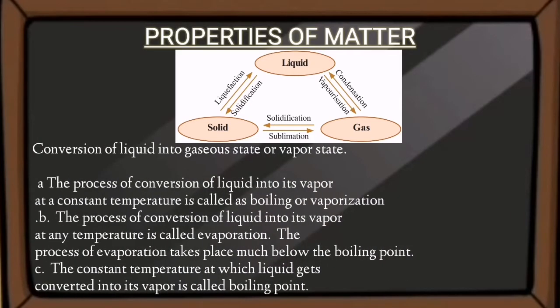Number 3. Conversion of liquid into gaseous state or vapor state. The process of conversion of liquid into its vapor at a constant temperature is called boiling. The process of conversion of liquid into its vapor at any temperature is called evaporation. The process of evaporation takes place much below boiling point. The constant temperature at which liquid gets converted into vapor is called boiling point.